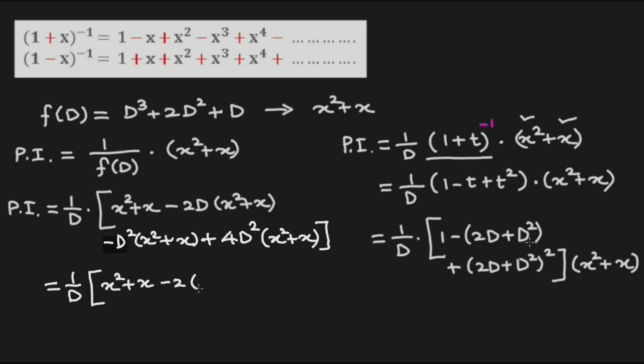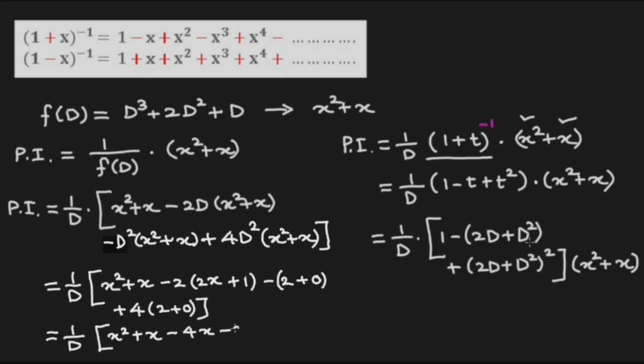is 2x, plus the derivative of x is 1, minus D²x², the double derivative of x², which will be 2, D²x is the double derivative of x, which will be 0, plus 4 D²x², that is the double derivative of x², will be 2, and D²x, the double derivative of x, will be 0. This is 1/D (x² + x − 4x − 2 + 8).